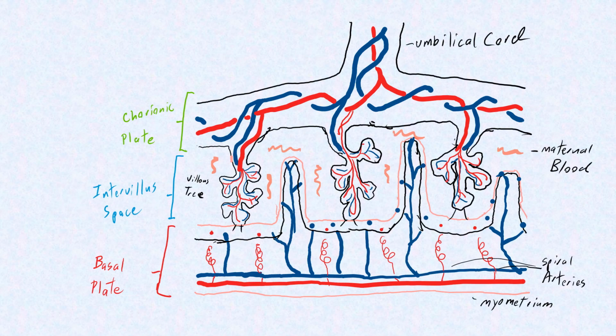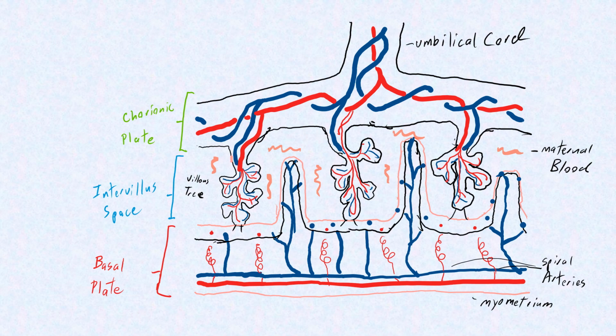Fetal blood flow begins with the mother after the placenta is implanted into the uterus. Maternal blood enters the basal plate through the spiral arteries, then perfuses into the intervillous spaces and flows around the villi where oxygen and nutrients are transferred into fetal blood. After maternal blood passes through the intervillous space, it drains back into the basal plate and returns to maternal systemic circulation through the uterine veins.